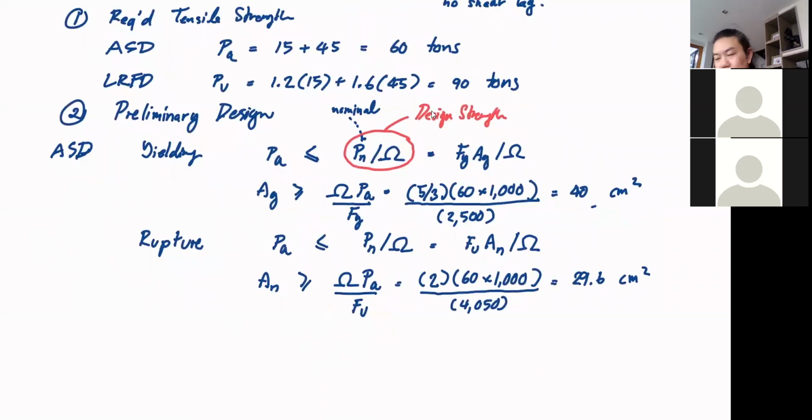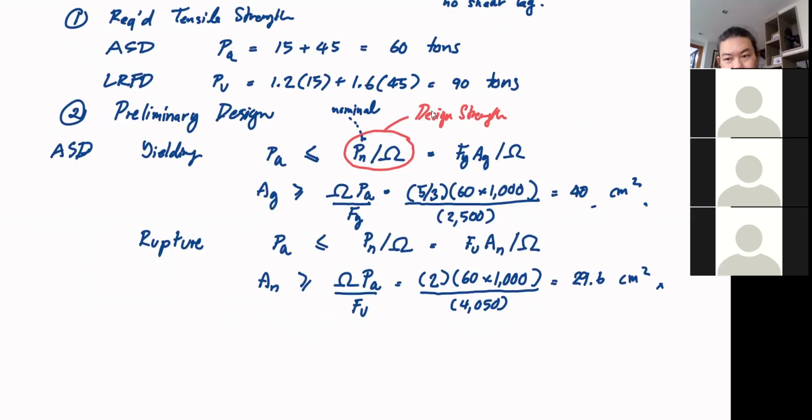So, okay, now we have the area for yielding, we have the area for rupture. In the end, which one you should use? Can you tell me? Yielding. Yielding, simply because the number is greater, right? So you could see that in order to prevent rupture, you need the area only this much. But in order to prevent yielding, you need this much. So that means you're gonna have to go for the member that has the cross-sectional area not less than 40 square centimeter. Okay, are you with me so far, everyone?